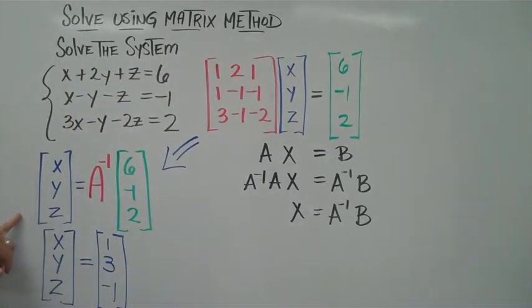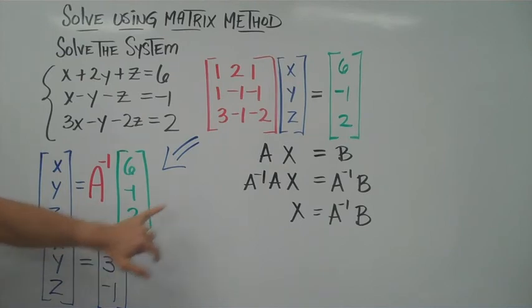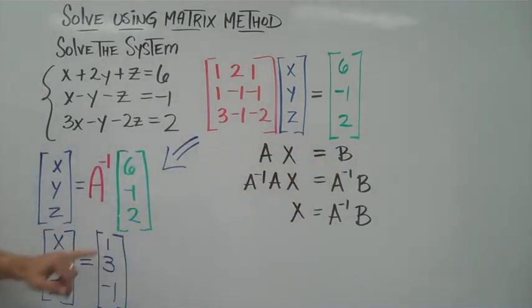We get x, y, z is equal to, in reality, you're going to find this on your calculator and you're going to multiply that by this matrix here. And when you do, you find x, y, z equals 1, 3, negative 1, meaning our point 1, comma 3, comma negative 1 is where these 3 lines intersect.